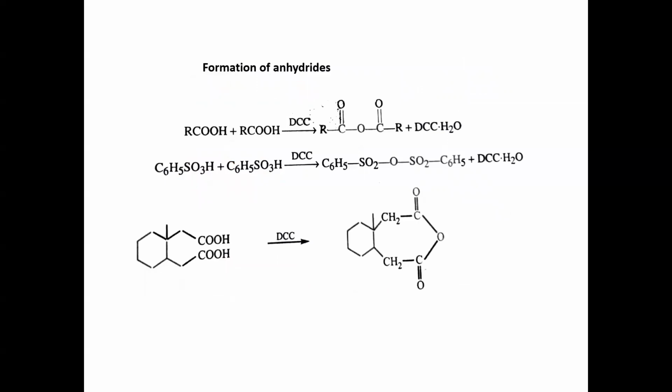Next one is the formation of anhydrides. You can see these are two acids, RCOH. The two acids on reaction with DCC, a good dehydrating agent, undergo elimination of water. So the OH and this H here eliminate water and it forms an anhydride. Here it is sulfonic acid, benzene sulfonic acid, so benzene sulfonyl anhydride is formed. Here you can see COH and COH. In presence of DCC, they can lose water and form this peculiar system.